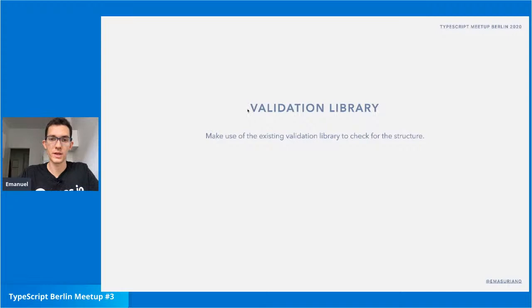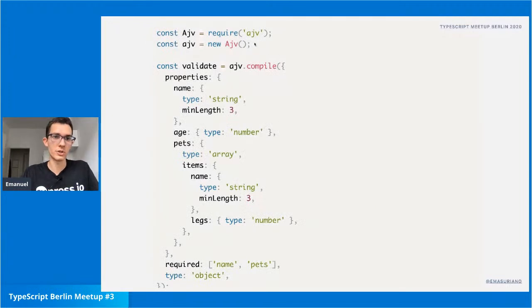Then we go to the next approach, validation library. This is basically making use of existing validation libraries out there to check for the structure. So inside JavaScript, there are many validation libraries. To just summarize them, I made a quick search on Google for the most used ones, and the ones I used in the past. The first one is AJV, Joi by Hapi, V8N, and the last one is validate.js. In this example, I'm going to show one simple snippet of AJV.